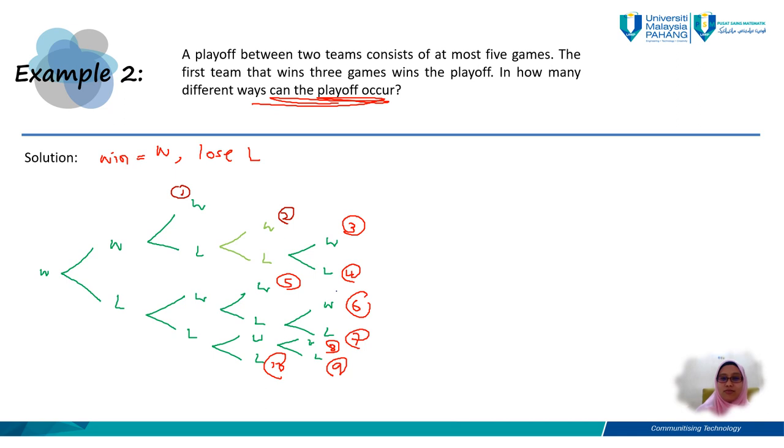Okay, so this is for the first one. Okay, and then we continue with the lose part. So I hope you can continue for the lose part, and then count how many possible different ways the playoff can occur. And I hope you can draw your tree diagram nicely, okay, better than me. Okay, so from here, I just want to give you the final answer. The final answer to in how many different ways can the playoff occur is 20. Okay, so I hope everybody can get the answer 20.